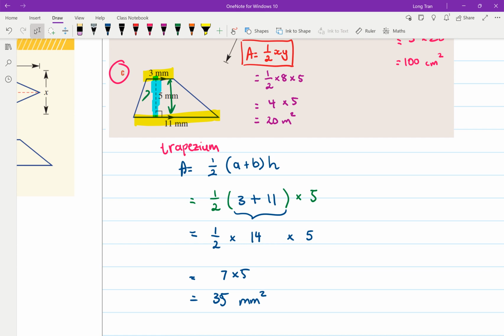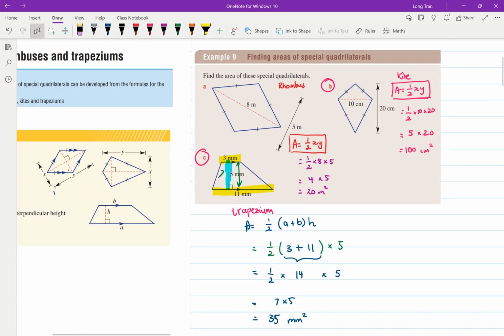Okay? That's today's exercise. 2 formulas, 3 shapes. Your job is to identify which one of those shapes is which. Okay, then apply the formula. All right? I'm going to stop the video here.